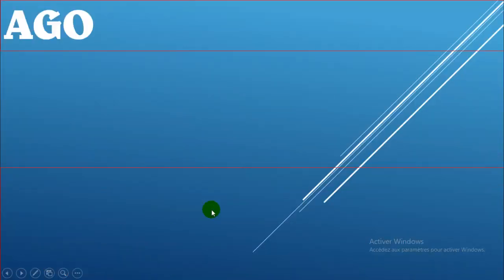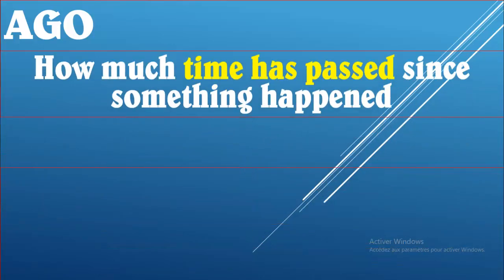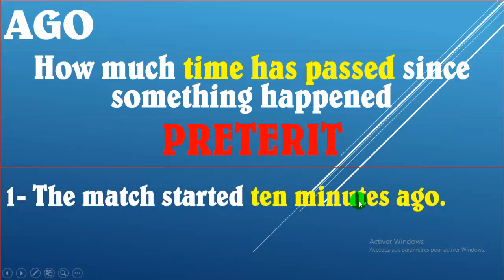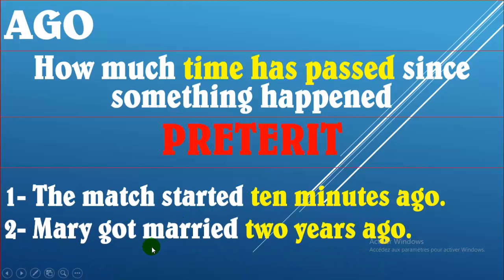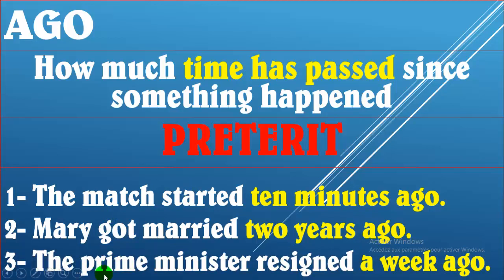Now, ago. How much time has passed since something happened? The preterite, ago. The match started 10 minutes ago. Mary got married 2 years ago. Preterite. The Prime Minister resigned a week ago. Le Premier ministre a démissionné il y a de cela une semaine. Resigned, married, started. Ago, preterite.